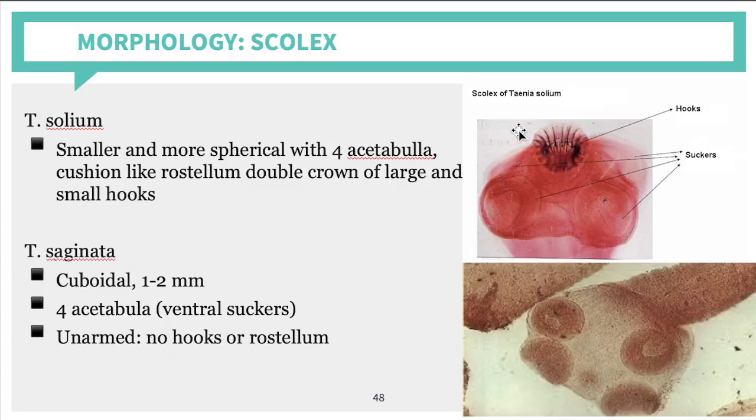But there are four suckers on both of the scolex. And again, you see your Taenia solium here, it's more spherical, while your saginata is more cuboidal. Again, the most important parameter here is the presence of the rostellum in your solium, but not in the saginata.